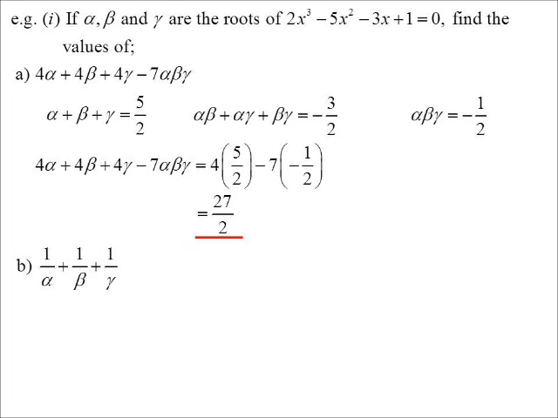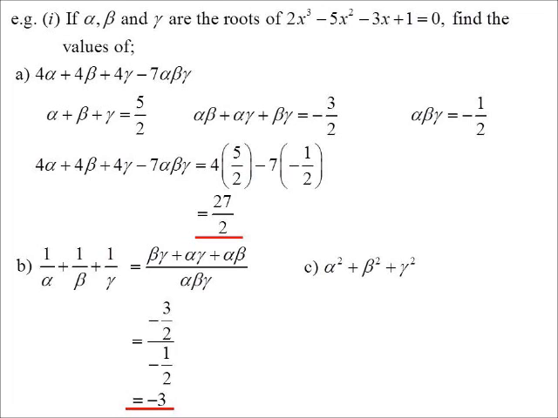Let's put it all together and we see, oh look, all I've got on the top of the fraction is the sum of the roots 2 at a time over 3 at a time. So we'll sub in what we've worked out for that, and we get positive 3. Let's do the square one.